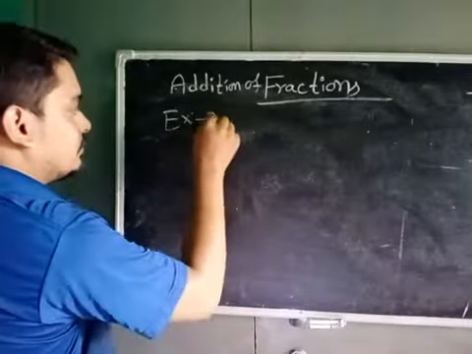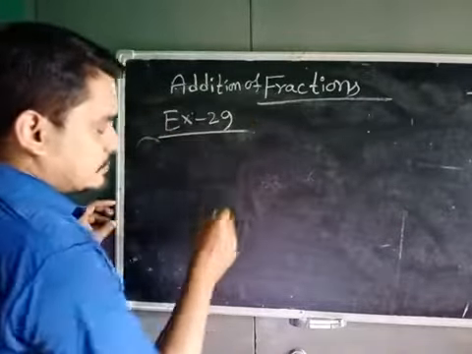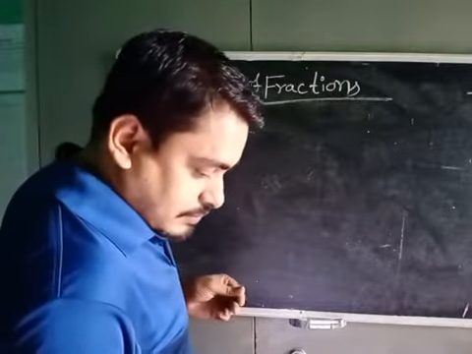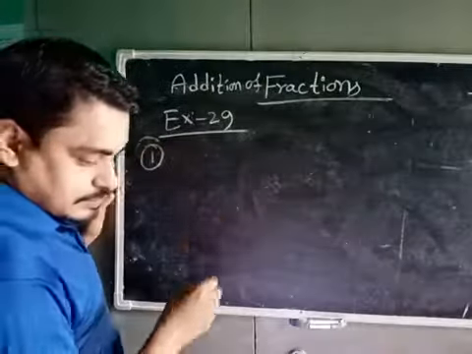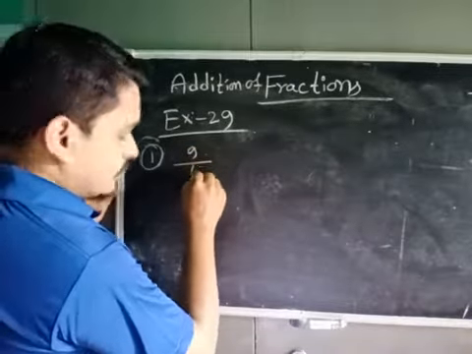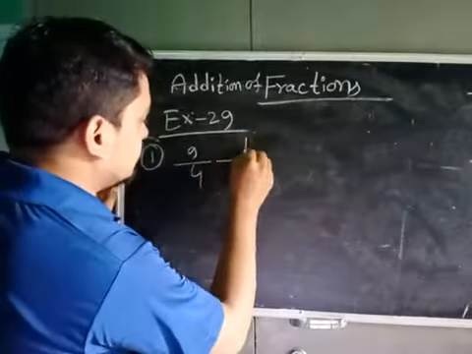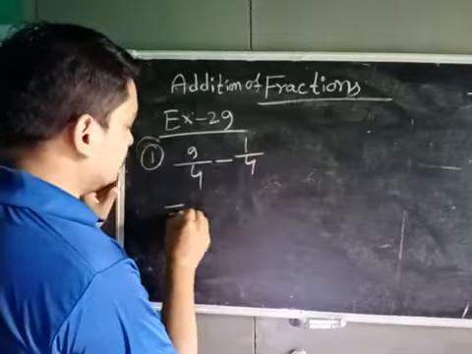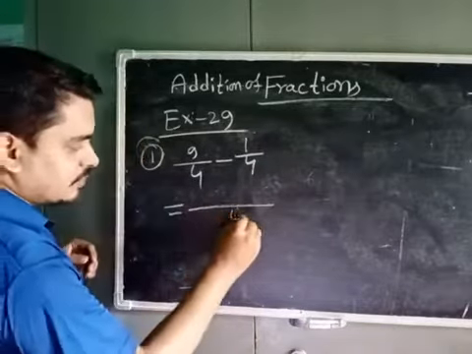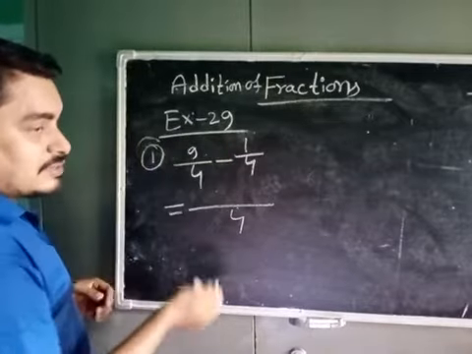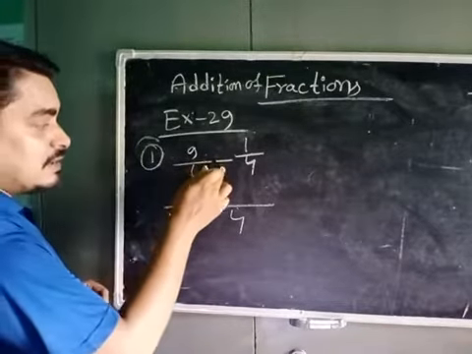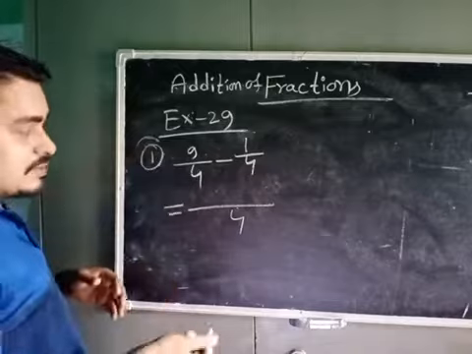Now exercise 29. In exercise 29 we have to find out the difference only. So the first one, you see 9 by 4 minus 1 by 4. So what to do? Here you see these are like fractions. For addition, here was plus and we did plus, and here in difference, that means in subtraction, we have minus here.